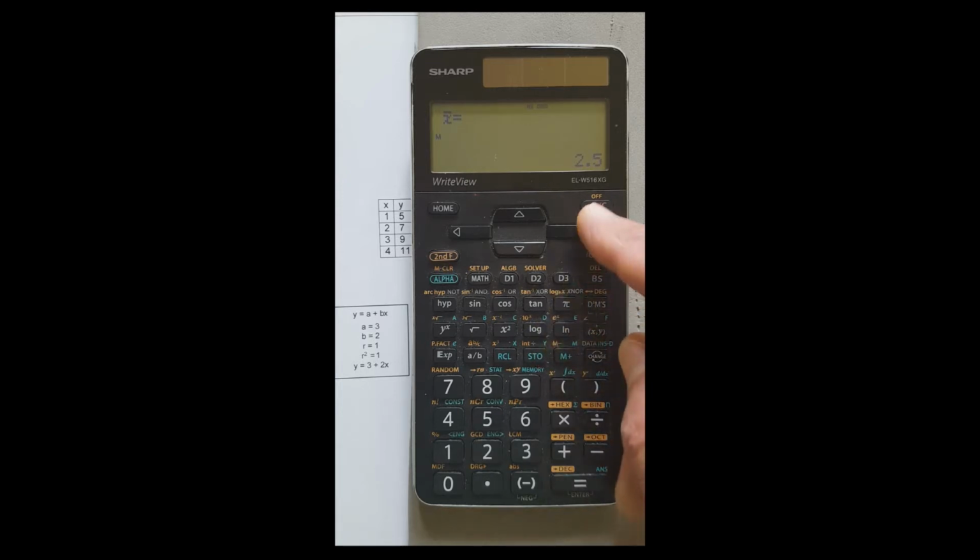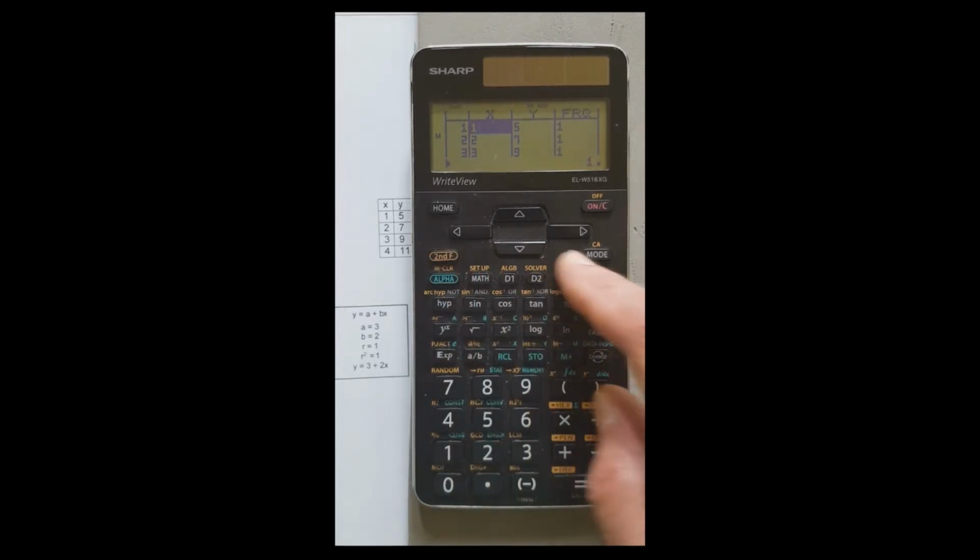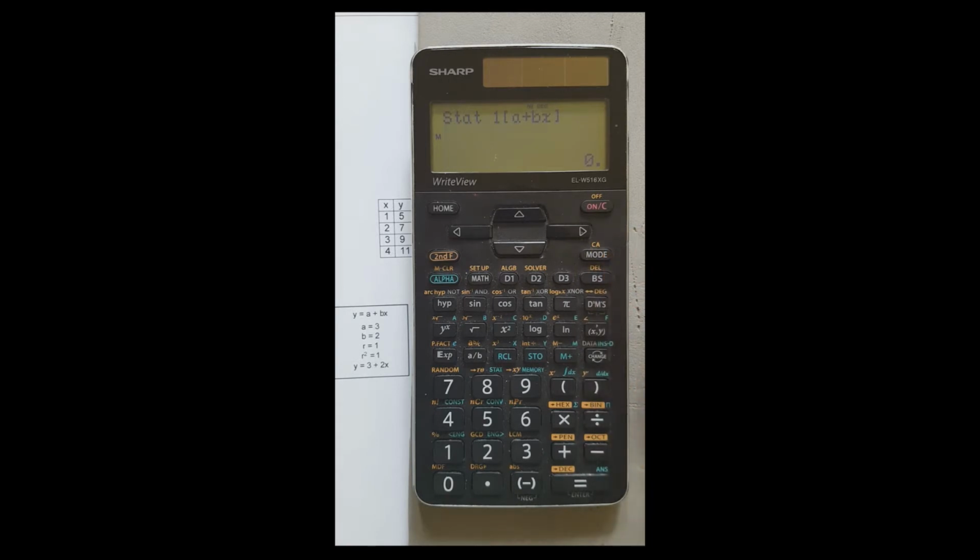Great calculator, easy to use, very powerful. Well worth the $40 it costs. If you want to clear the data, recall, just go to the data table, second function, mode, which is clear all. And that's it.